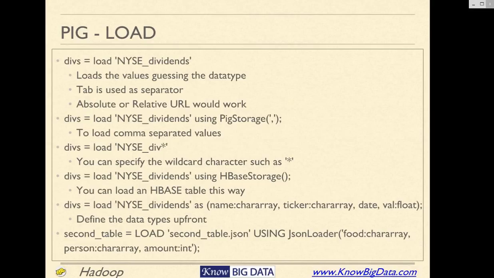Okay, great. So if the file is comma separated, you can say load NYSE dividends using PigStorage comma. You can also specify a wildcard character. If you have multiple files which start with the name NYSE underscore div star, you can load all of these files using the wildcard character. If you want to load multiple files which start with the same name, you use wildcards.